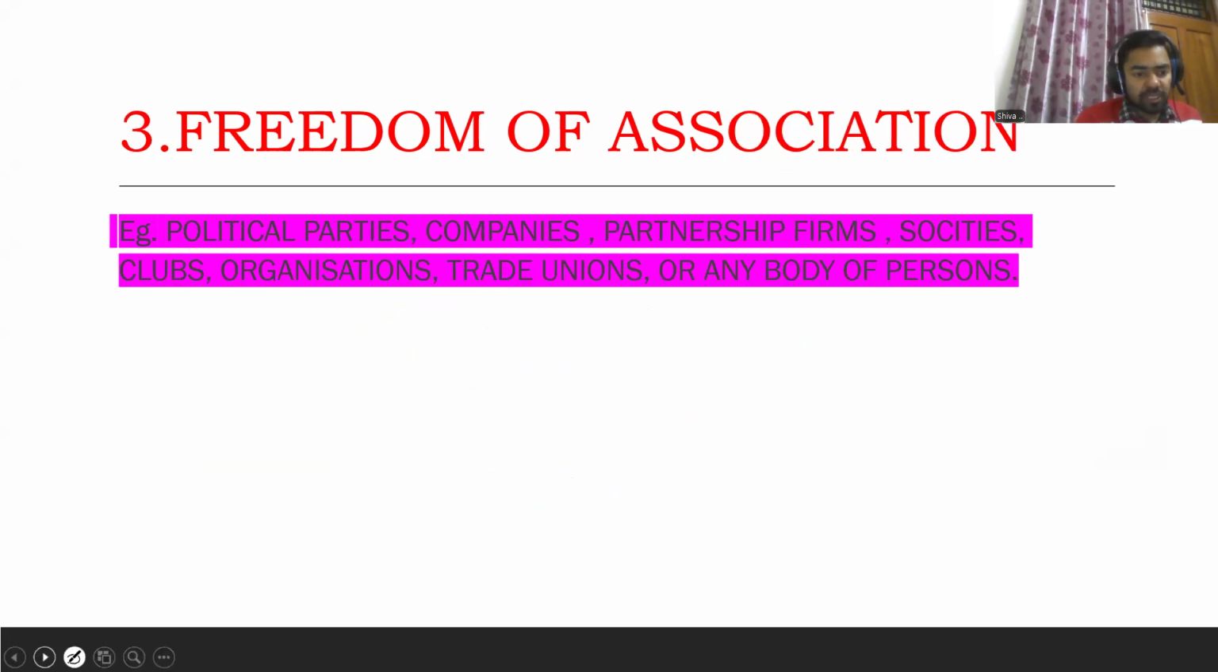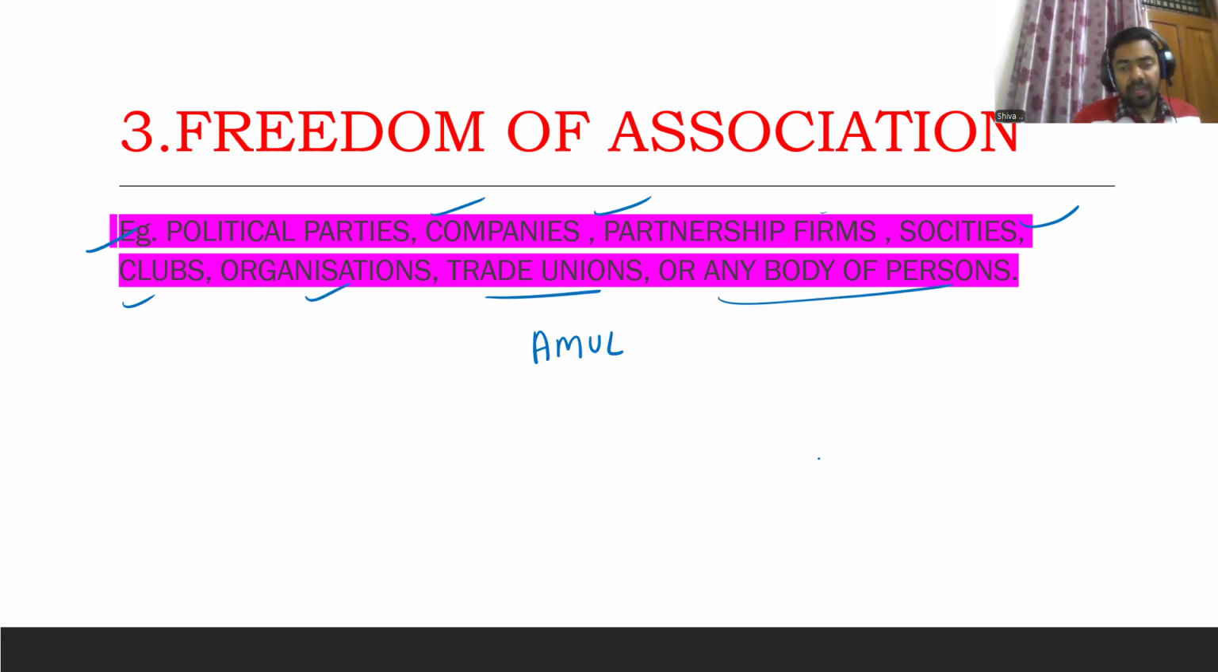If we talk about freedom of association, it talks about a group of people who came together and now want to get it registered. So they can form political parties, they can form companies, private companies. They can make partnership firms. Registered societies are there, NGOs are there, cooperative societies are there, clubs are there, organizations are there, trade unions are there, or any body of persons. So they can have a legal association for it. Bar association is there.